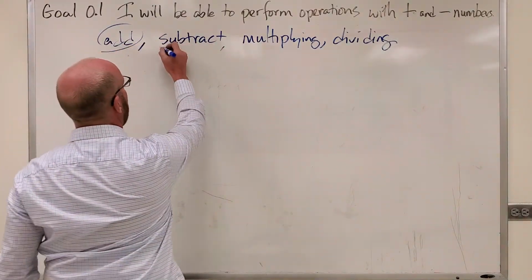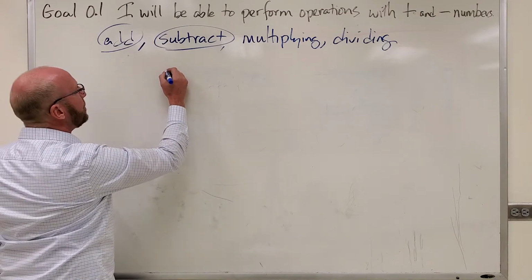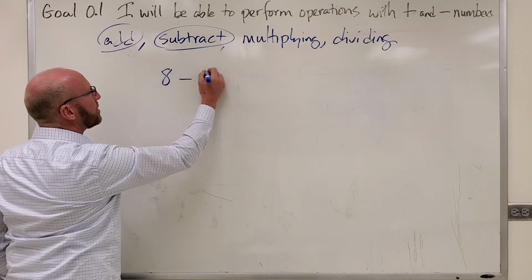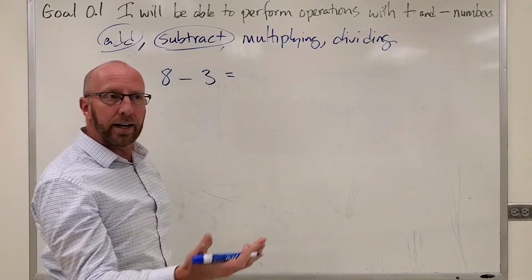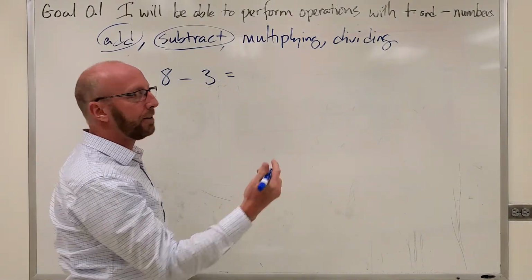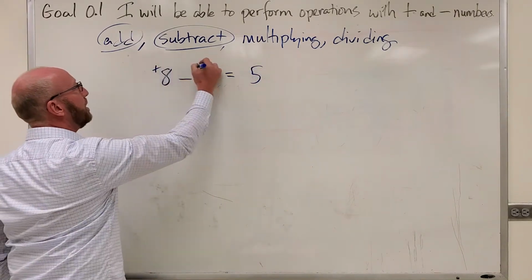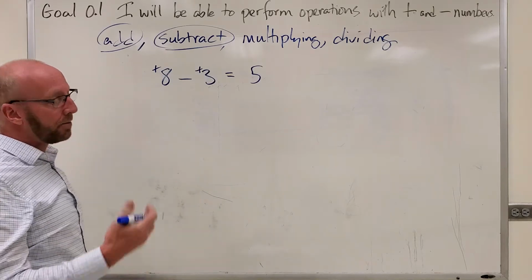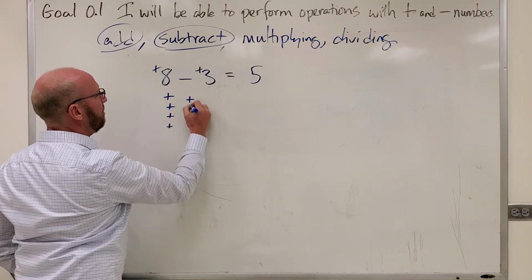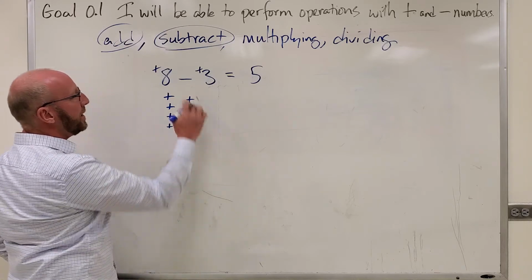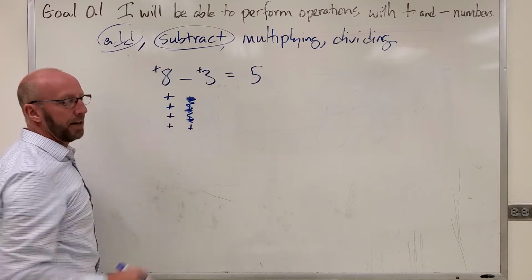When I subtract, if I were to do 8 minus 3, I have 8 things, and I take away 3 things, I have only 5 left. Again, you've been doing that forever. This is 8 things minus 3 positive things. Here I have 8 stars, or 8 plus signs. If I take away 3 of them, I have 5 left.